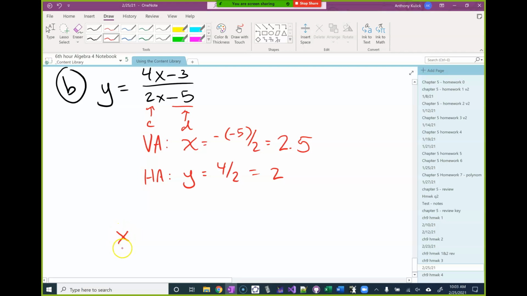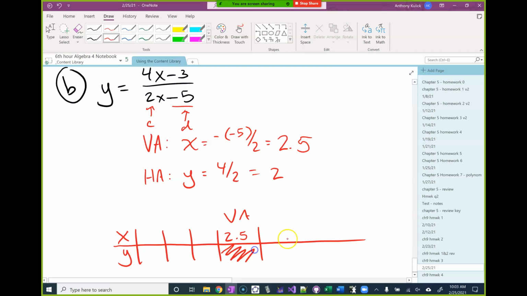So again, we'll make our XY table. So I need 3 points, and then my vertical asymptote, which in this case is 2.5, and then 3 more points. So I'm going to pick 3 values less than 2.5. So I'm going to pick 2, 1, and 0, and then 3 points bigger than 2.5. So I'm going to do 3, 4, and 5. Again, just pick whole numbers. It doesn't really matter.